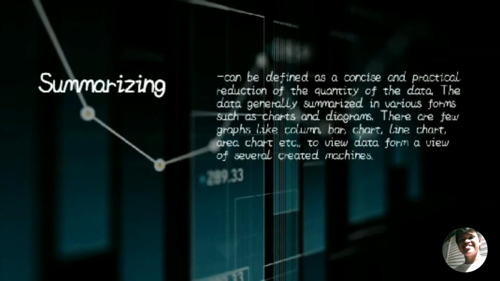Summarizing. Summarizing can be defined as a concise and practical reduction of the quantity of the data. The data is generally summarized in various forms such as charts and diagrams. There are a few graphs like column chart, bar chart, line chart, area chart, etc. So, kani siya, madali din nato masabtan because of the various forms, mga chart, mga diagram.